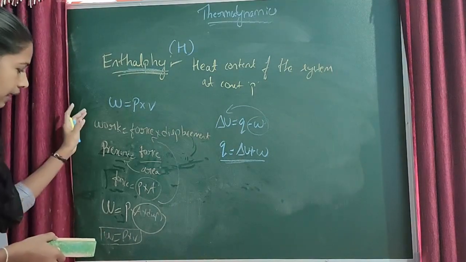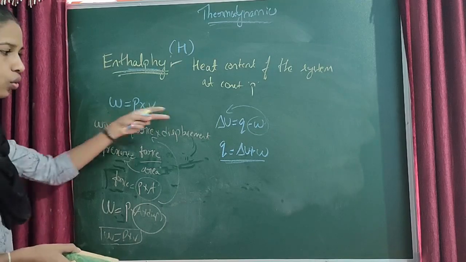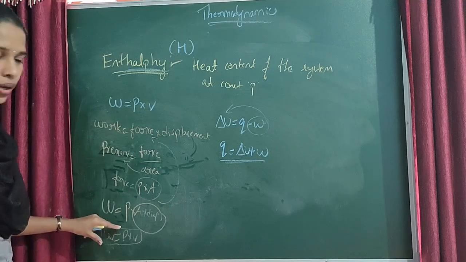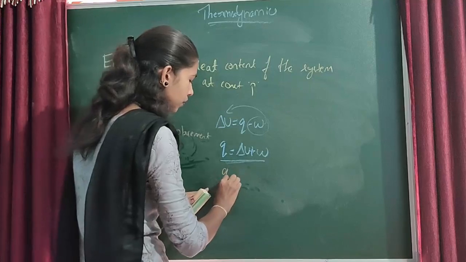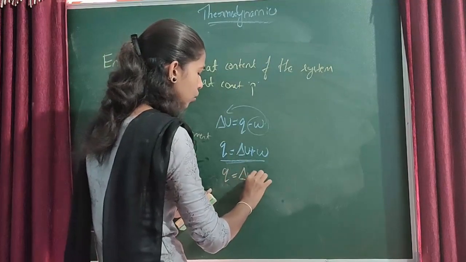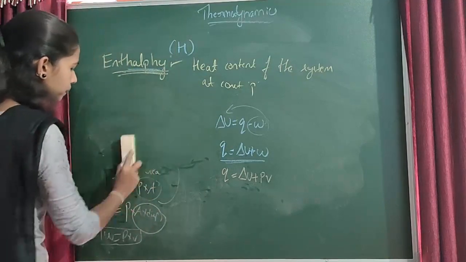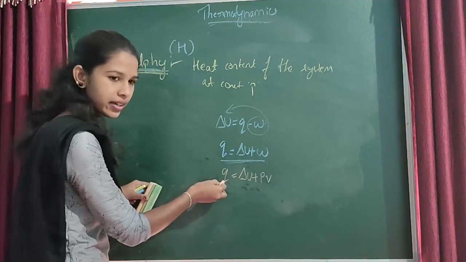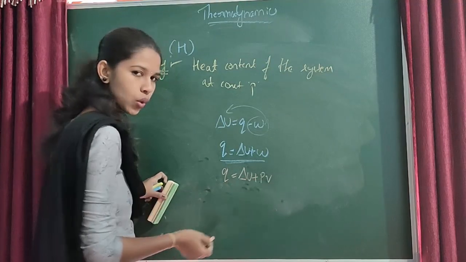ಇದೆಲ್ಲ ನಿಮಗೆ ಬೇಕಾಗಿಲ್ಲ. ಹೇಗೆ ಬಂತು W is equal to P into V ಅನ್ನೋದು ಹೇಗೆ ತಗೊಂಡ್ವಿ ಅನ್ನೋದಕ್ಕೆ ನಾನು ಎಕ್ಸ್ಪ್ಲೇನ್ ಮಾಡಿದೆ. You need not remember all these things. Now substitute PV in the place of W. Q is equal to delta U plus PV. Now what is Q? Heat. Delta U means change in internal energy, P means pressure, V means volume.